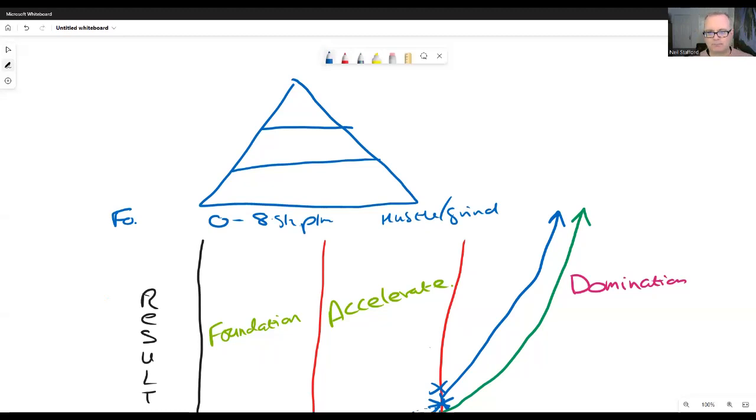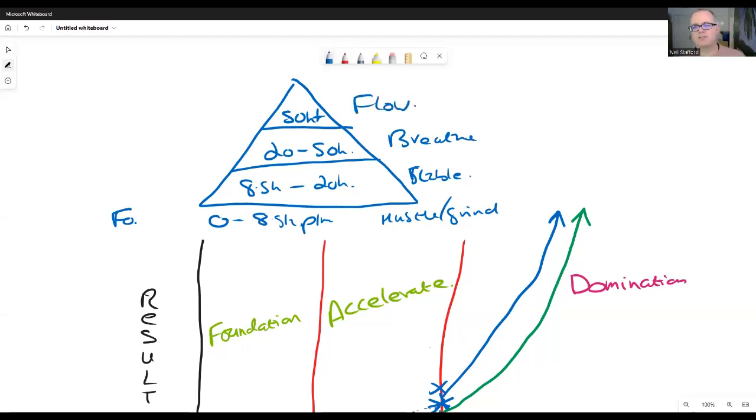Now, the next one, this is like 8.5 to about 20K. This is more stable foundation. And 20 to 50 here, that's your breathe, as I call it. And then 50 plus per month, that's your flow. And I say, so you've got your foundation levels here, your acceleration levels here, and then you start to dominate your market as you get up to the 50K and above per month with a membership site, because that's 50K recurring that's coming in.